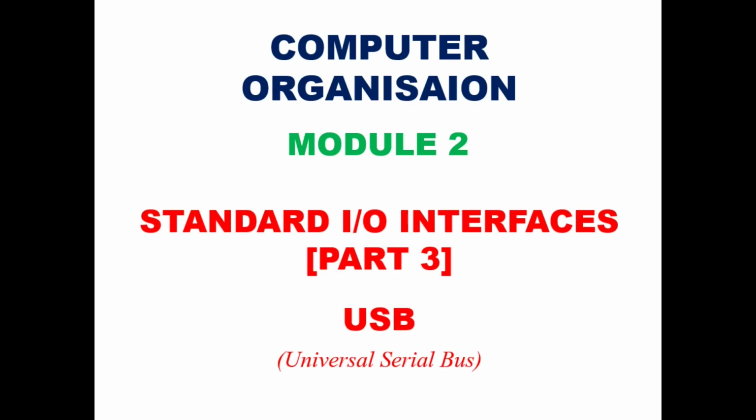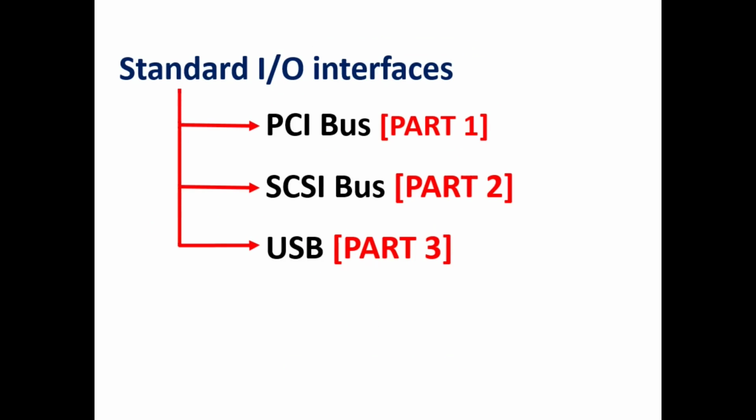In the previous two-part videos we have discussed PCI bus as well as SCSI bus. In part 1 of this video we discussed PCI bus. Then in part 2 we discussed SCSI bus, and in part 3 we are discussing today USB, that is Universal Serial Bus. All these topics come under Standard I/O interfaces.